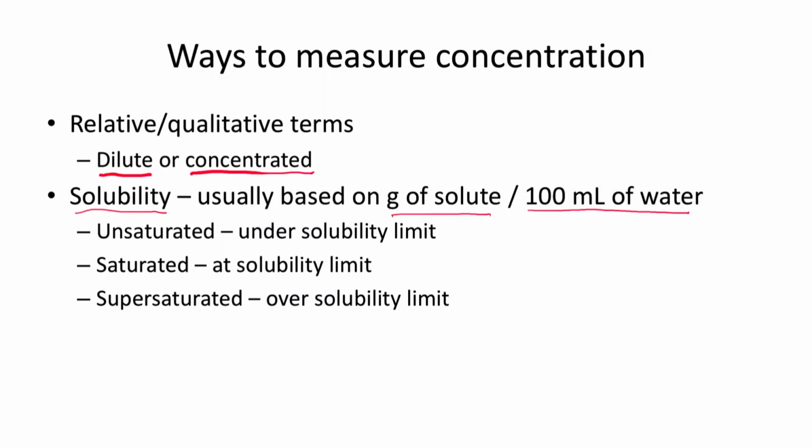So if I'm under that amount, this is going to be called an unsaturated solution. If I'm at that amount, then it's called a saturated solution. And if I'm actually over that amount, then I call it a supersaturated solution. You say, wait, if it's a limit, how can I ever go over the limit? Well, what I didn't tell you is that these solubility limits are actually functions of temperature. As I increase the temperature, the solubility also increases.